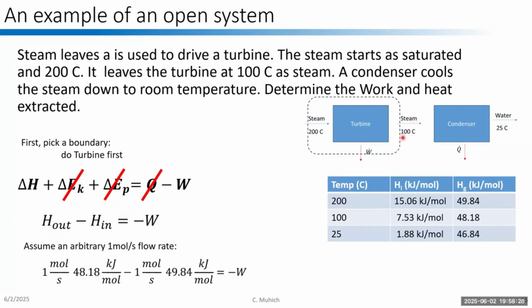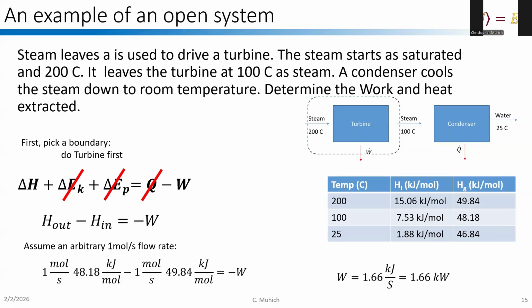So the H out, I've got steam at 100 degrees C, so I can go to my table. I have 100 degrees C, steam, that's the gas phase, right? It's 84.18 kilojoules per mole, okay? I have 1 mole per second of that flow. What went in? Well, I was steam at 200 degrees C. That's 49.84 kilojoules per mole. We can do the math out, and we find that the total amount of work we can extract from the turbine is 1.66 kilojoules per second, or 1.66 kilowatts.